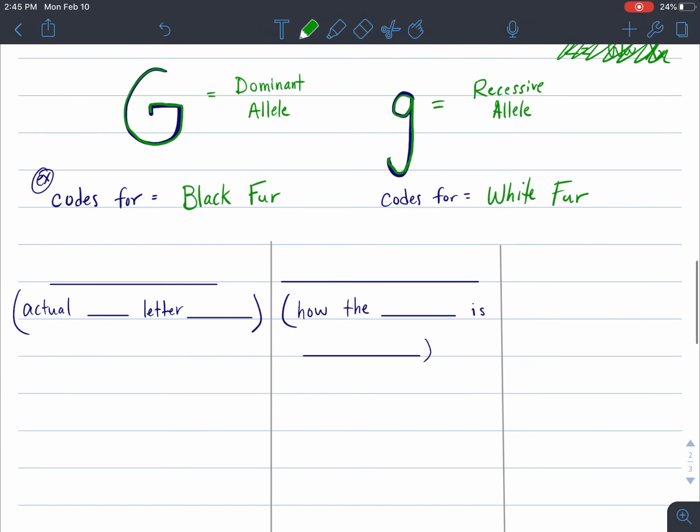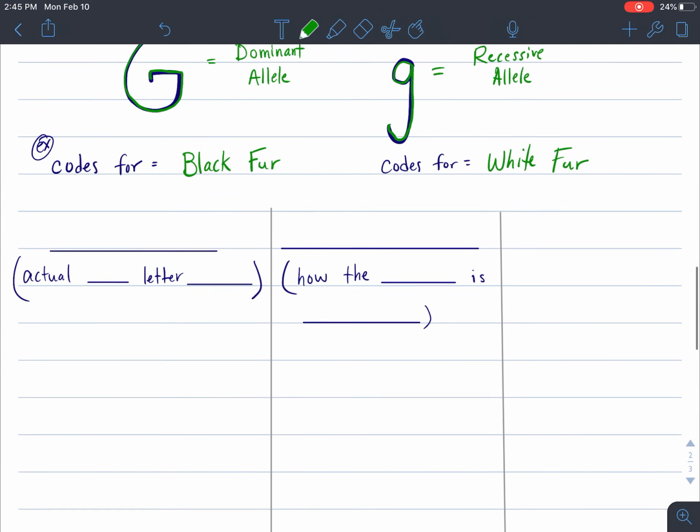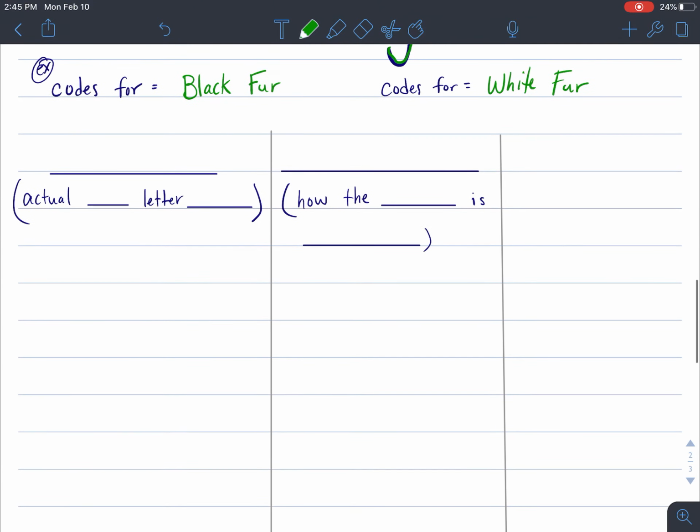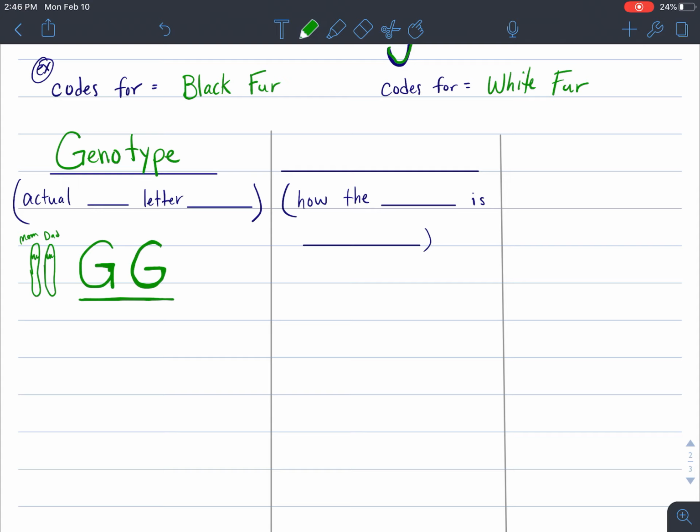Well, let's say that we look at those two chromosomes, and the two chromosomes that are side by side are going to have that trait on them. And let's say that the one from mom and the one from dad are right next to each other. We can see that the mom is going to contribute a capital letter G for black fur. And let's say that the dad is also going to contribute a capital G for black fur. Well, this combination, the two-letter combination, is something that we call the genotype. And what genotype means is the actual two-letter allele.